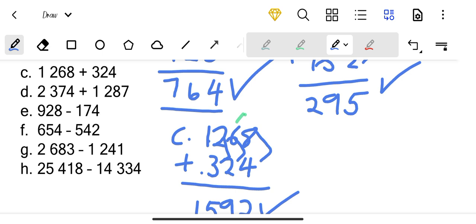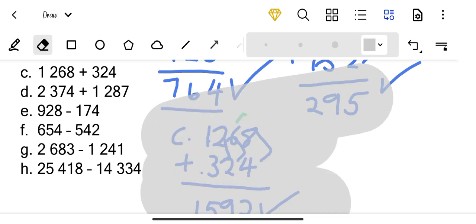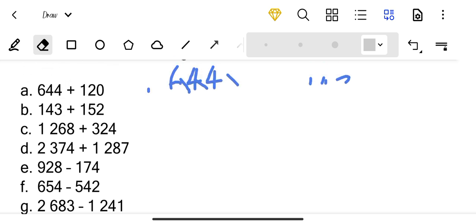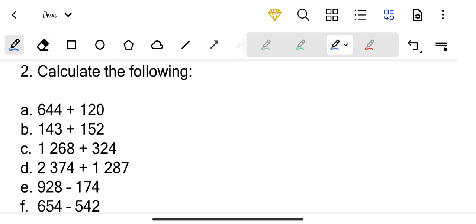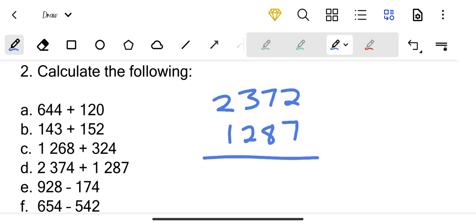So now we come to D. So let me just clear this. I'm going to need a lot of space for this one. So D says we have 2, 3, 7, 2 plus 7, 8, 2, 1 over and a plus there. What do I do? That plus that is equal to 9.